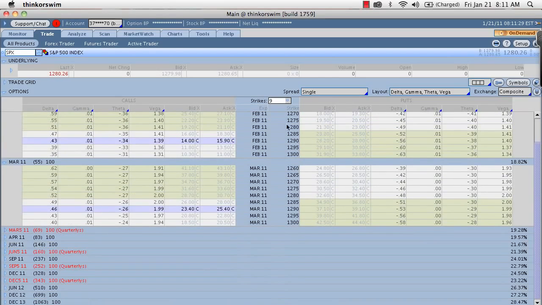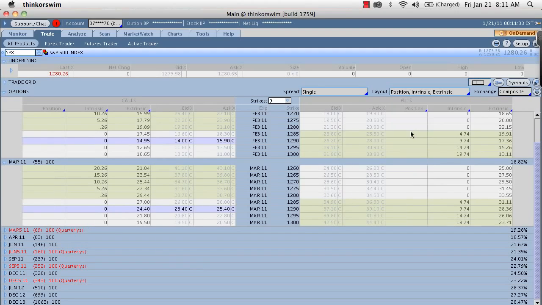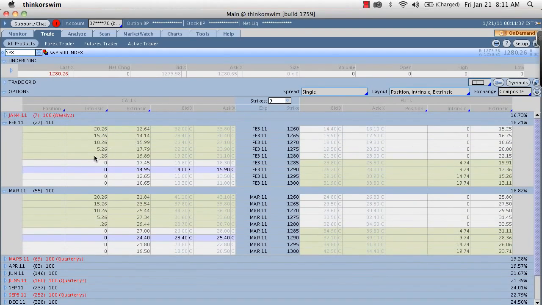Now the other thing I like to show people all the time is the difference between intrinsic value and extrinsic value. We know that intrinsic value is the value of options that are in the money. That's why there's a breakout in this shaded region. And intrinsic value never changes. It's not based on any time decay or volatility factors. So you can see that, for example, for these February 1280 calls, the intrinsic value is 26 cents, and the same thing for these March 1280 calls as well.